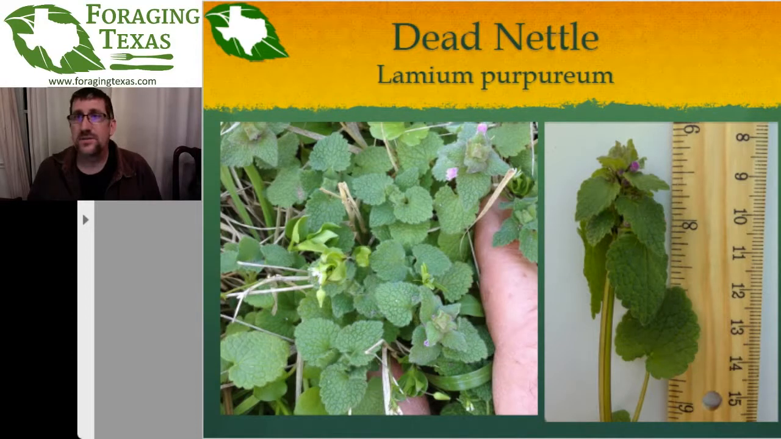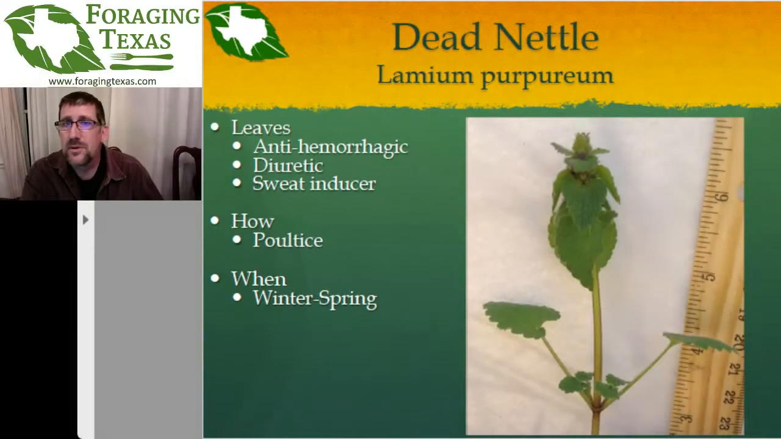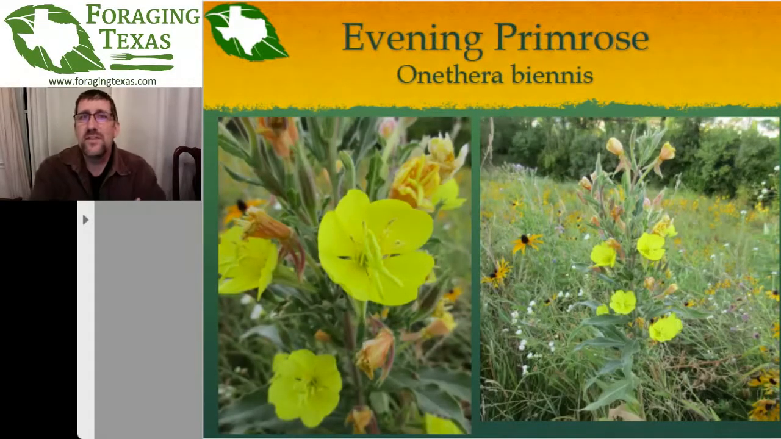All right, anything else? Nope. So dead nettle, like I said, mainly stops bleeding and helps you expel water through your bladder and through your sweat pores. Kind of handy. Okay. Next, evening primrose.